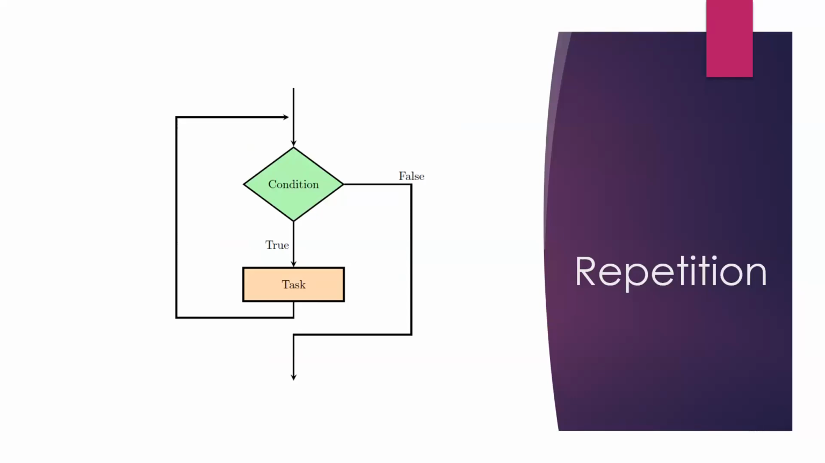So in repetition, what happens? There'll be a condition. If it is true, then you execute the task. Again, you go back to check the condition. So you see that this arrow is going up, not down, which creates the repetitive effect, repetition. If the condition is true, you perform the task, then again you check the condition. Whenever the condition becomes false, then you come out from the loop.